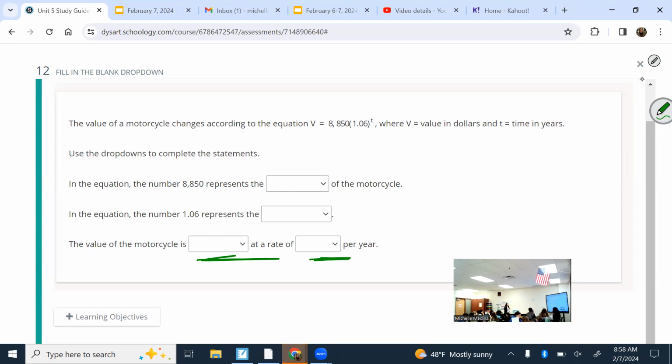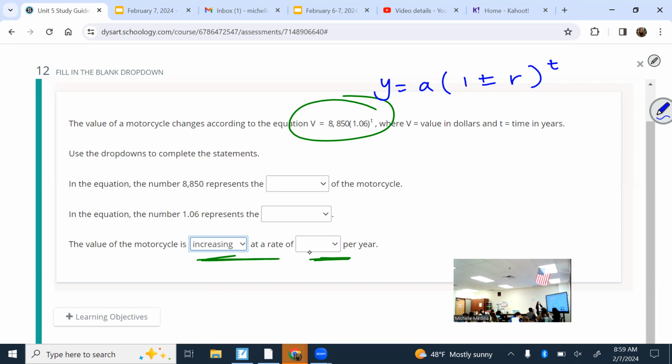But the value of the motorcycle is blank at a rate of blank per year. Would you say that it is decreasing or increasing based on the formula? It's increasing. You have a few options to figure that out. You could graph it and just see, is it going up from left to right? But you could also remember how we set these up. And since it's talking about a percent change, because we want to figure out this percent next.